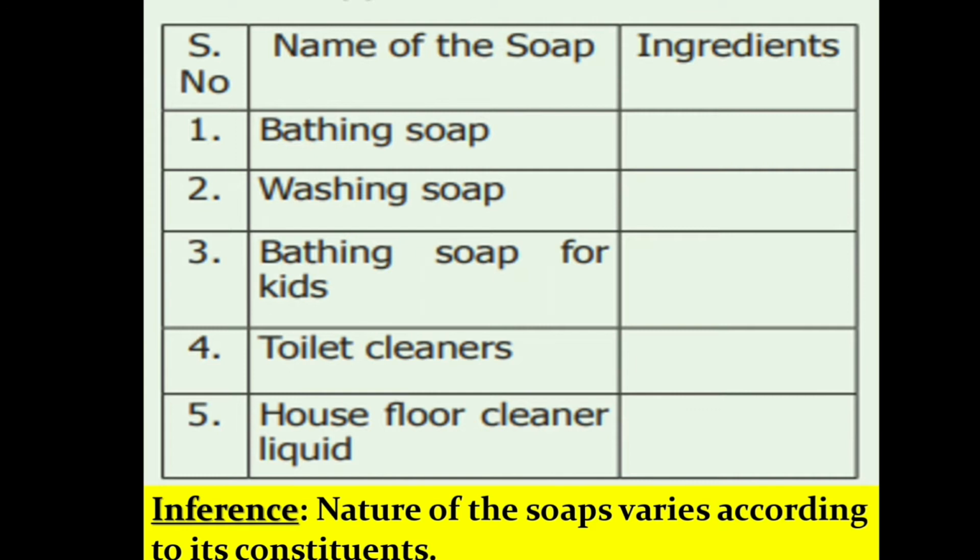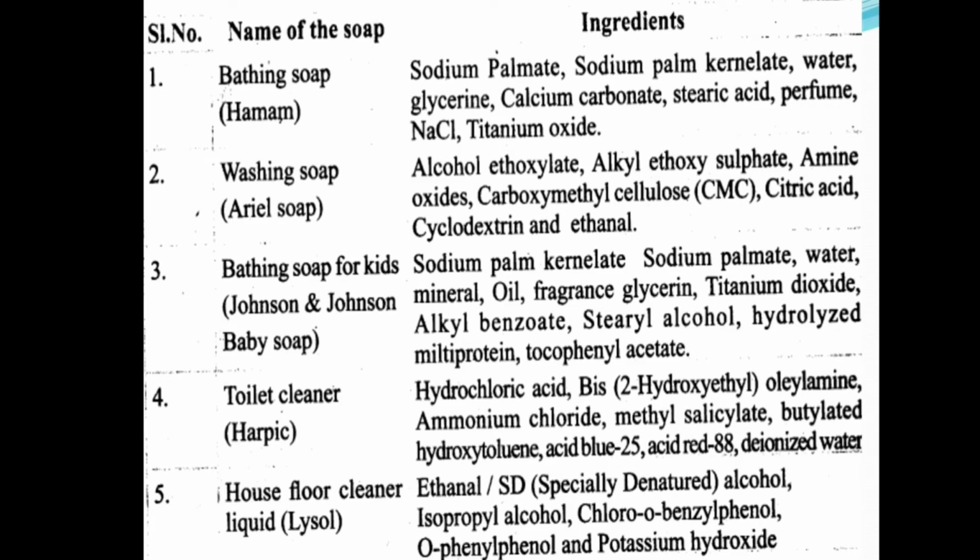So we have various soaps: bathing soap, washing soap, bathing soap for kids, toilet cleaners and house floor cleaner liquid. Nature of the soaps varies according to their constituents. Whatever soap you are using at home, you can take the wrapper and write down the ingredients. I have given you some examples. You can see here I have mentioned the name of the bathing soap and the ingredients used in it. The same way I have done for all the others.